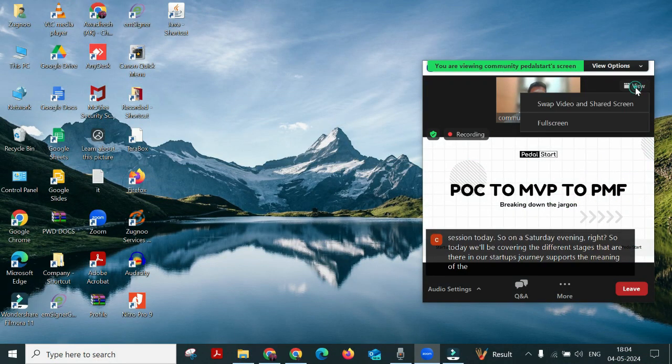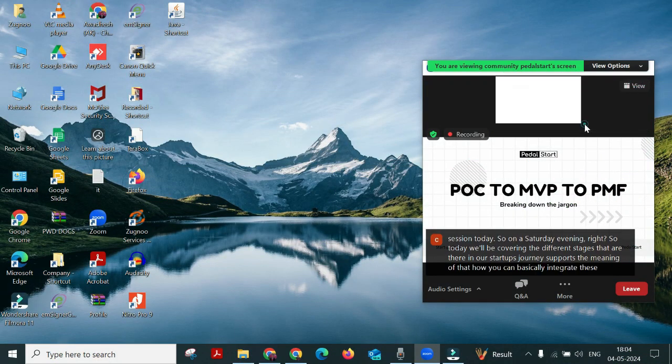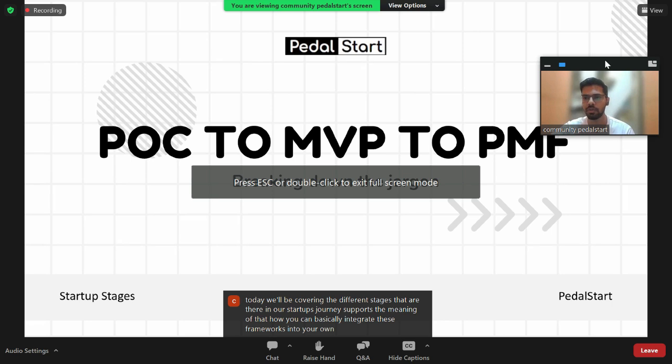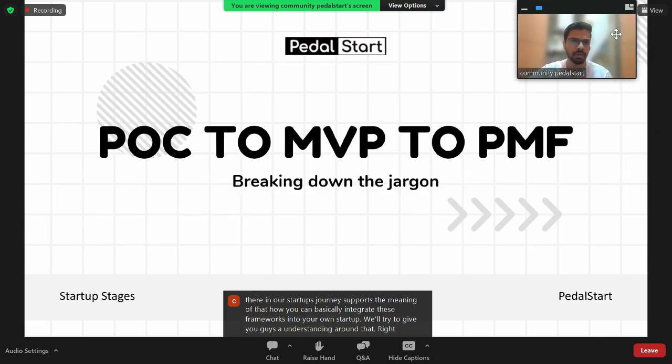So just to look at it and understand what the actual scenario is, the meaning of that, and how you can integrate these frameworks into your own startup. We'll try to give you an understanding on that front, right? So before jumping into the session, I'll quickly give a brief introduction about myself as well.